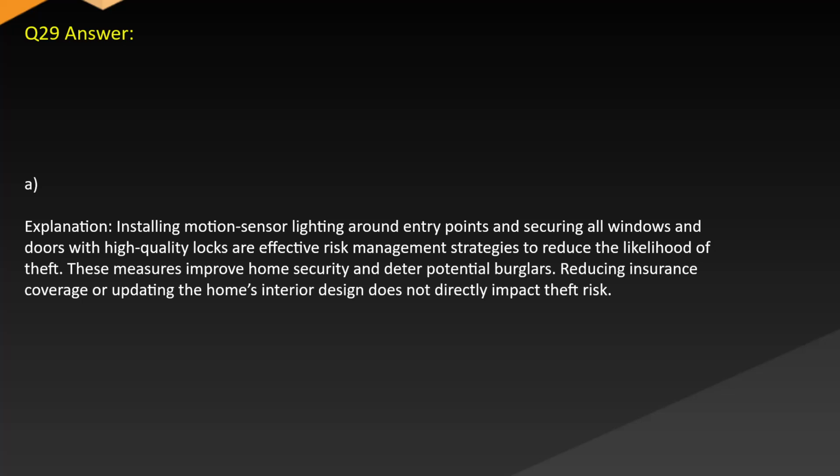Answer A. Explanation. Installing motion sensor lighting around entry points and securing all windows and doors with high-quality locks are effective risk management strategies to reduce the likelihood of theft. These measures improve home security and deter potential burglars. Reducing insurance coverage or updating the home's interior design does not directly impact theft risk.